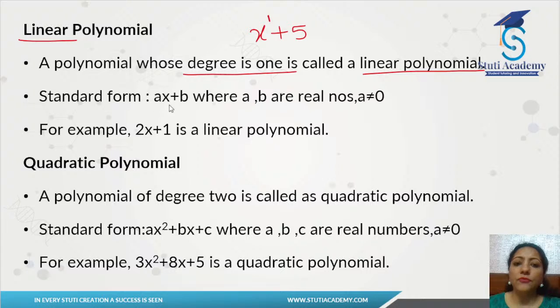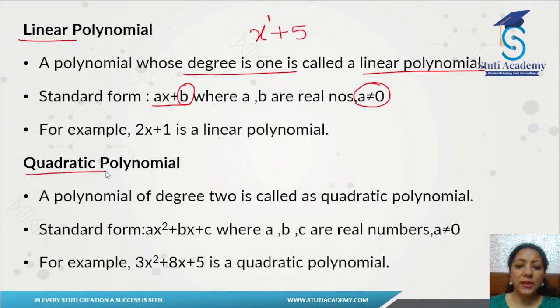The standard form for a linear polynomial is ax plus b, where a and b are real numbers and a is non-zero. A is non-zero because if a becomes 0, then the x term will disappear and we will be just left with b, and it will actually become a constant polynomial, not a linear polynomial. So we have an example for the linear polynomial as 2x plus 1.